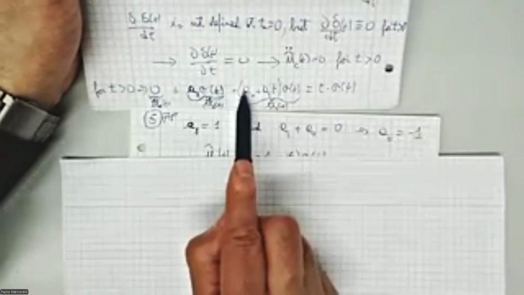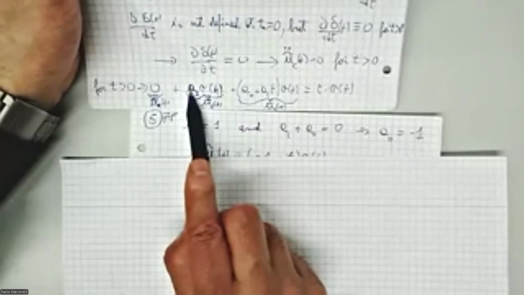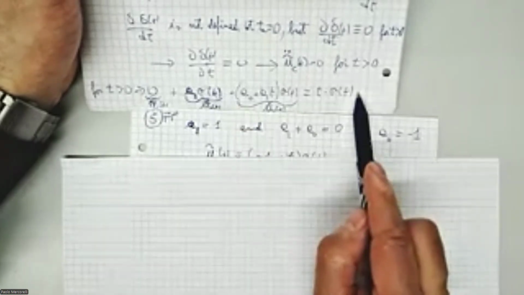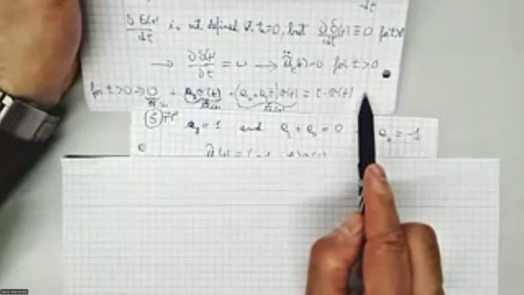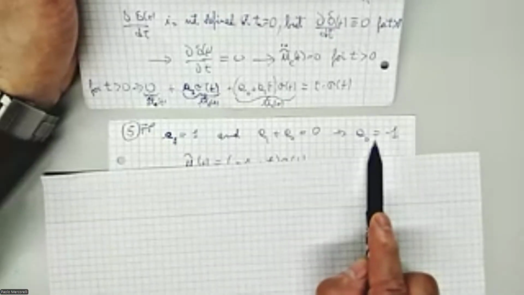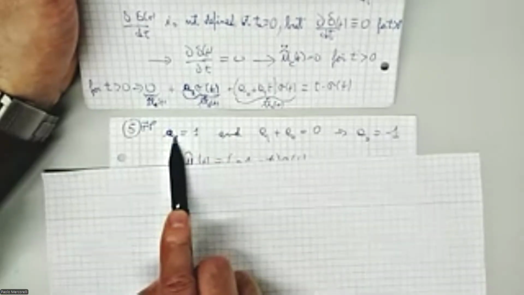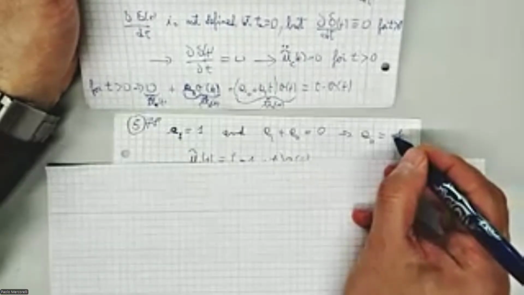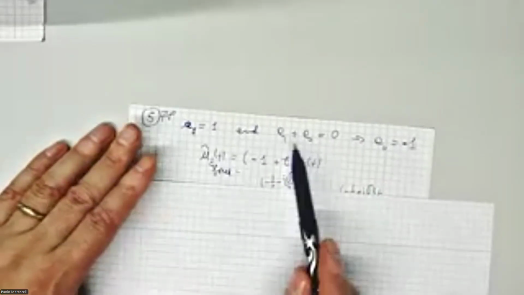But also, this must be 0 plus this must be 0. This means A0 plus 1 must be 0, because here we don't have any constant multiplied by sigma. From these two conditions, we have this one. This means A0 equals minus 1, and A1 equals 1 is the solution. If I now plug in my initial hypothesis, I have a solution.